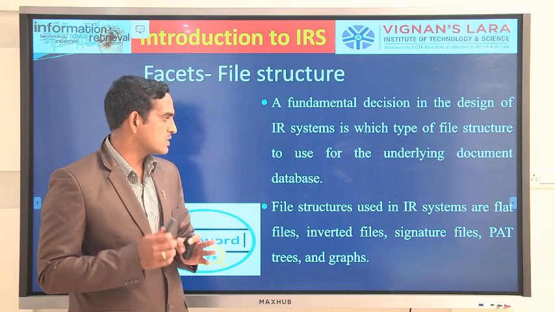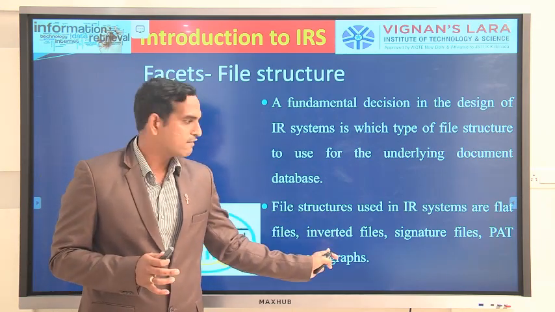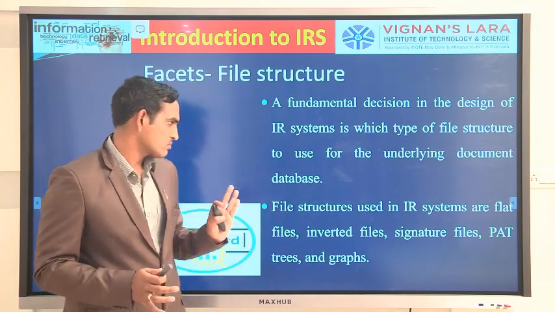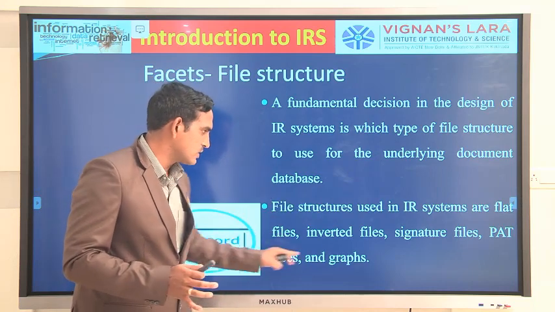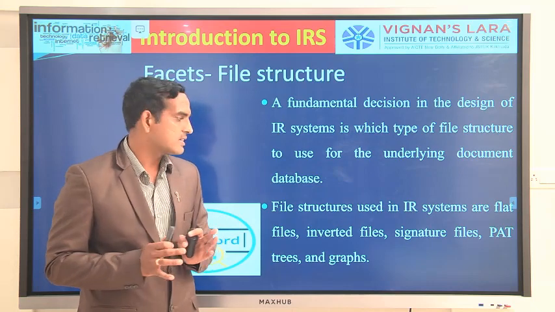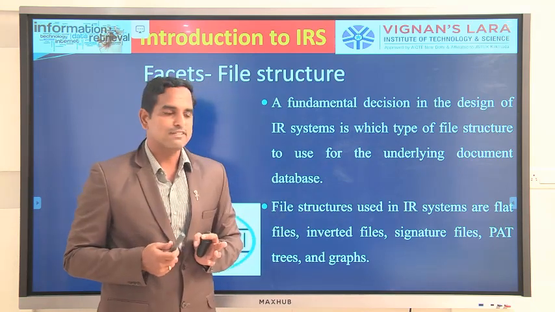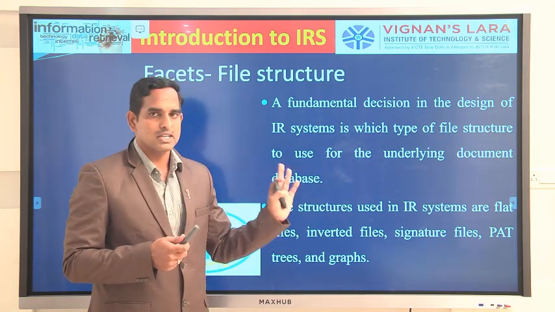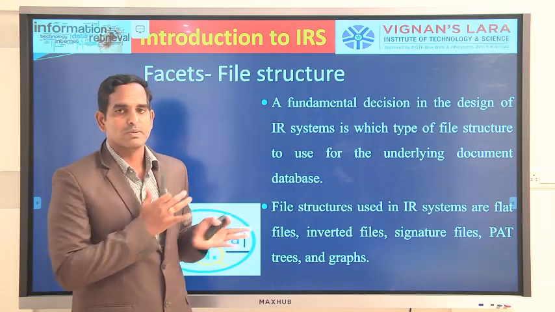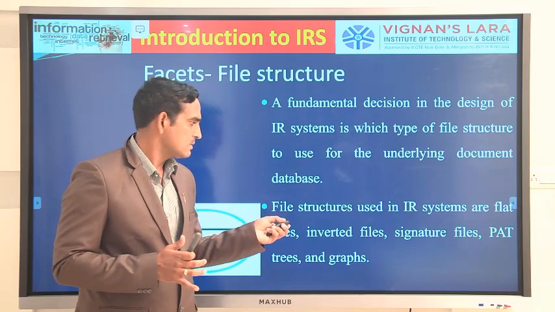The file structures used in information retrieval systems are flat files, inverted files, signature files, fat trees and graphs. All these types could be used as file types in your information retrieval system. So either you'll be implementing flat files or inverted files or signature files or fat trees or graphs. Any one of these could be used as the file system in your information retrieval system. We'll look at all these one by one.